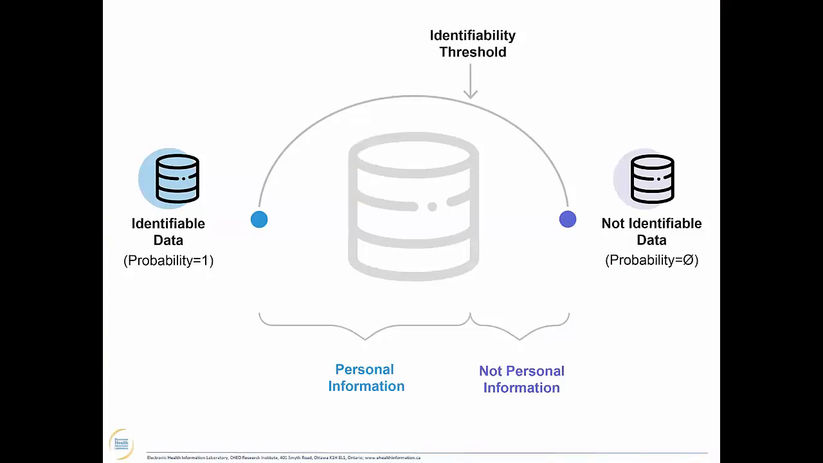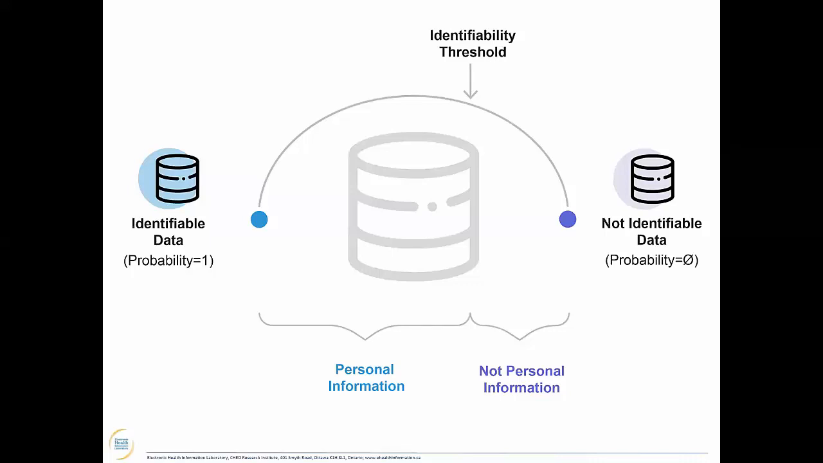So you can think of identifiability as being a probability of assigning a correct identity to a record in a data set. Because it's a probability, it varies from 0 to 1. At one end of this range is perfect identifiability, where the probability of assigning a correct identity to a record is equal to 1. So it's on the left side here. And at the other end is 0 identifiability, where it is impossible to assign a correct identity to a record, and so the probability of identifiability is 0.